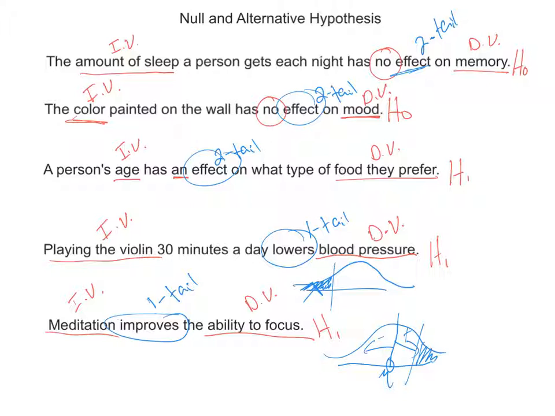Hopefully this helps clear up how to distinguish between a null and alternative hypothesis, how to really dissect that statement, to dig out and specify the independent variable and the dependent variable, and to determine if it's a one-tail or a two-tail test.